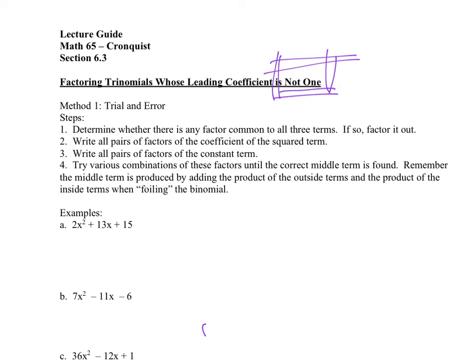Trial and error. Determine whether there is any factor common to all three terms. If so, factor it out. Write all pairs of factors of the coefficient of the squared term. That's your leading coefficient. Write all pairs of factors of the constant term. That's your trailing constant. Try various combinations of these factors until the correct middle term is found.